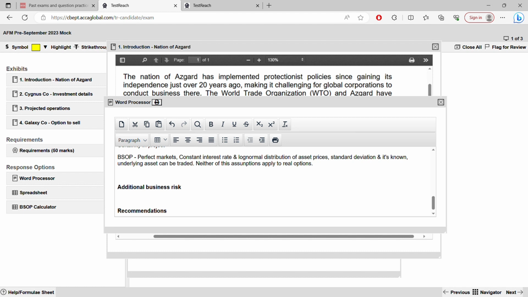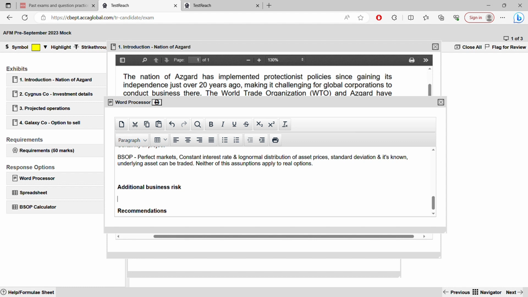See, start by introducing. Just immediately don't write additional business risk, because in a report it doesn't look nice. Even if you write the correct additional business risk, you will get the marks, but you will lose professional skill marks, because professionally you don't write a report like that. You first have to come from the previous paragraph to the next paragraph. This is how you write.